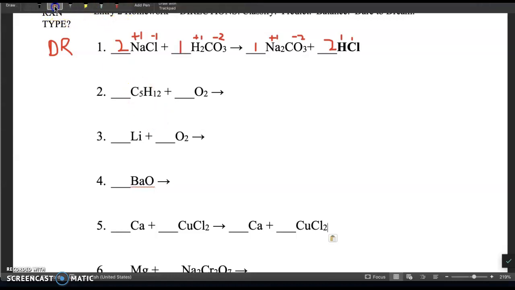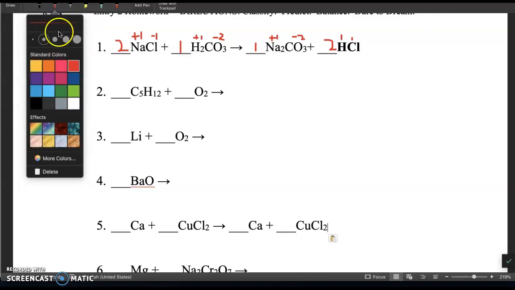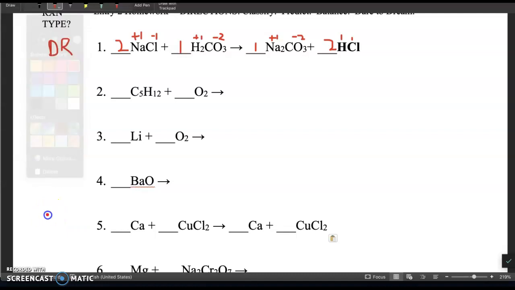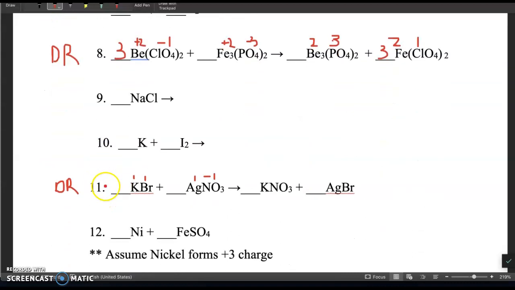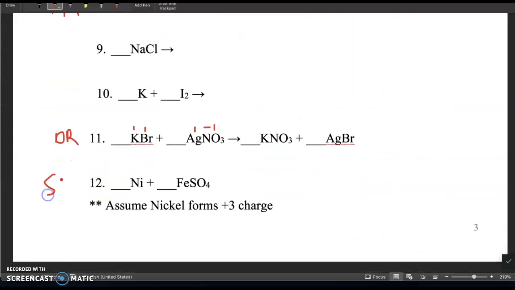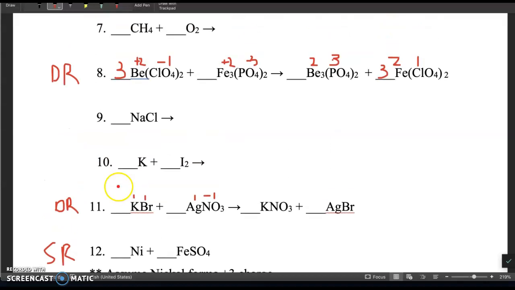The next ones I'm going to do are single replacement because that's a step down from the double replacement, but it's a little bit similar. Okay, so this is single replacement because I have a metal, calcium, an ionic compound there. 6 is also a single replacement, and I think number 12 right here is also a single replacement. Okay, so those are the next ones.